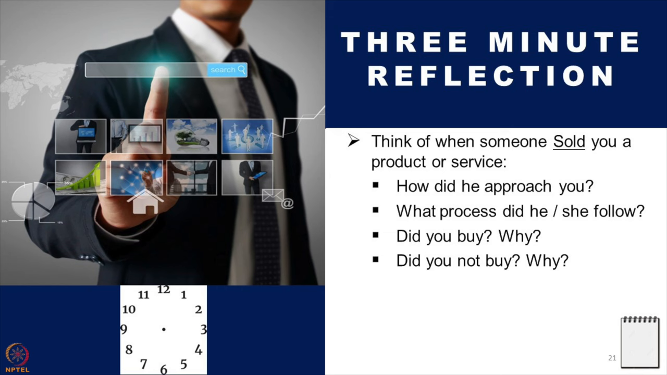Think of when someone sold you a product. As I said, it could be a laptop, a school bag, a dress, a refrigerator, a pen, whatever. It could be a service that you bought, some app, paid for app. Reflect on the process. Reflect on what the salespeople are doing. How did he or she approach you? Electronically, physically, website, social media, store? How were you approached? What process did he or she follow to sell to you? How did he make you aware? How did he or she give you more information? Did he or she give you a booklet? Did he or she give you a demonstration?